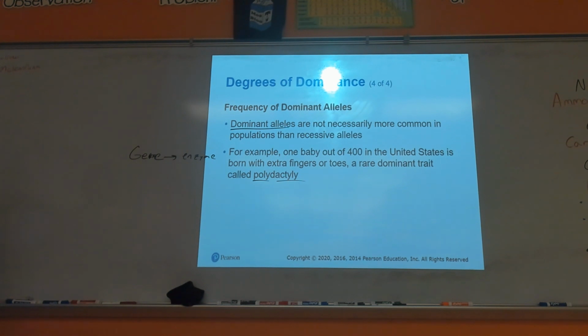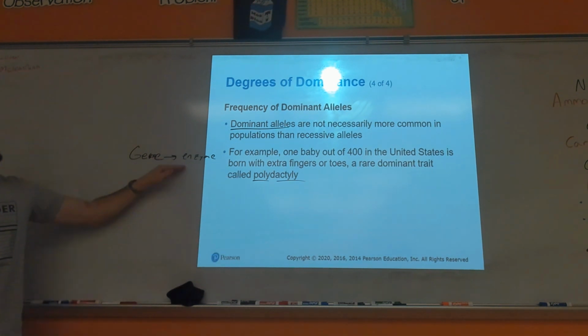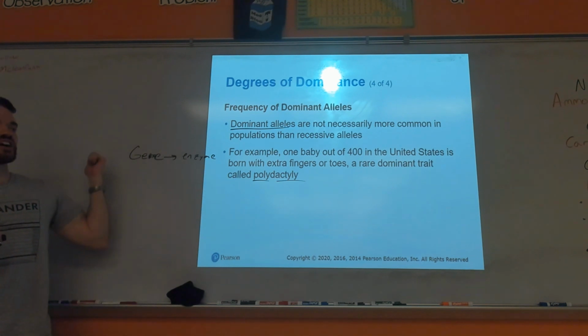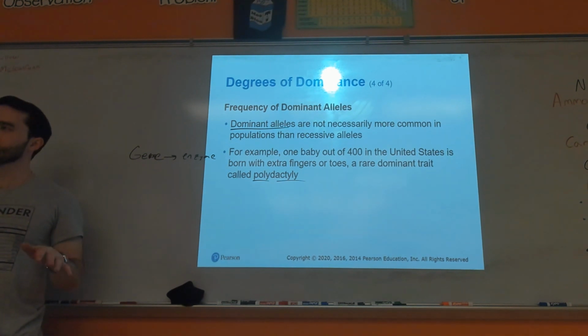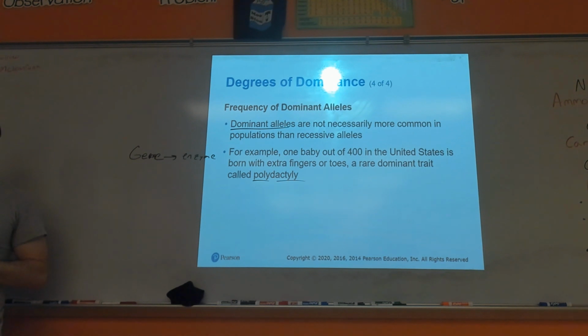Dactyly, I actually don't know what that means, but probably something with fingers and toes. Bless you. This is a condition where you have extra fingers or toes. People actually inherit an extra copy of a gene that codes for the enzyme that controls how many fingers you have. So that's an example of how a dominant allele could backfire on you. In other words, too much enzyme can be bad for you. It's not like you just want more; too much of a good thing can be bad for you.